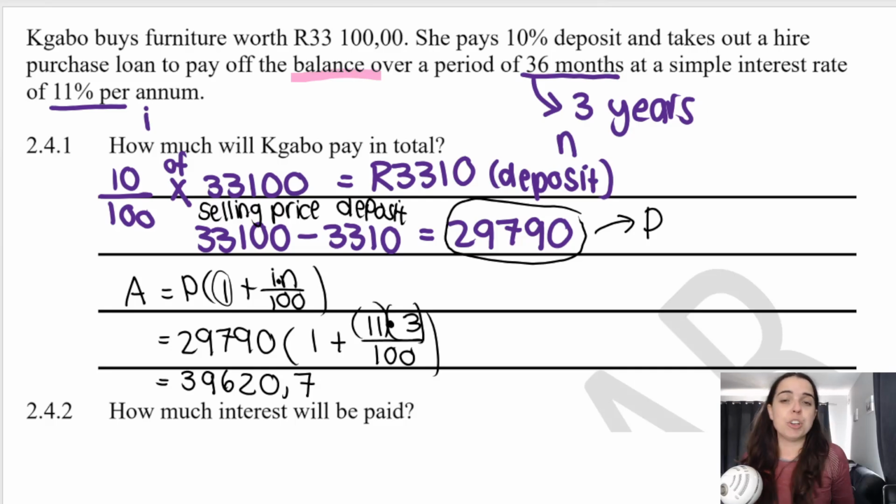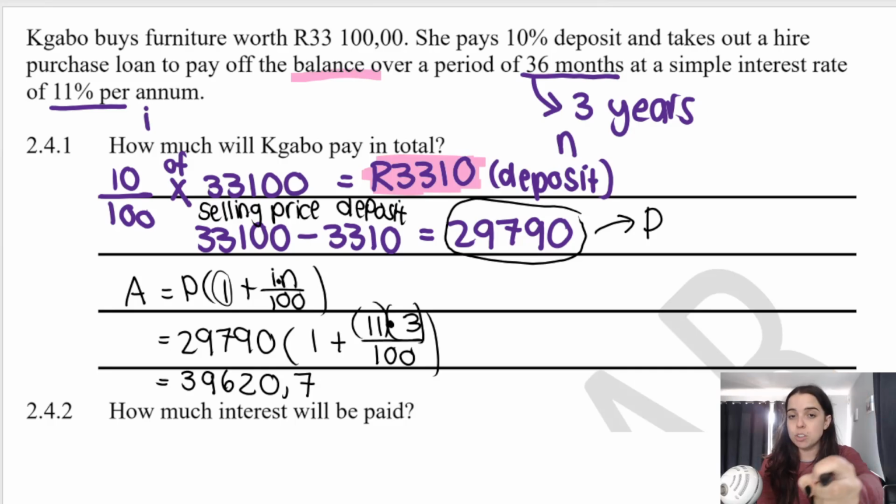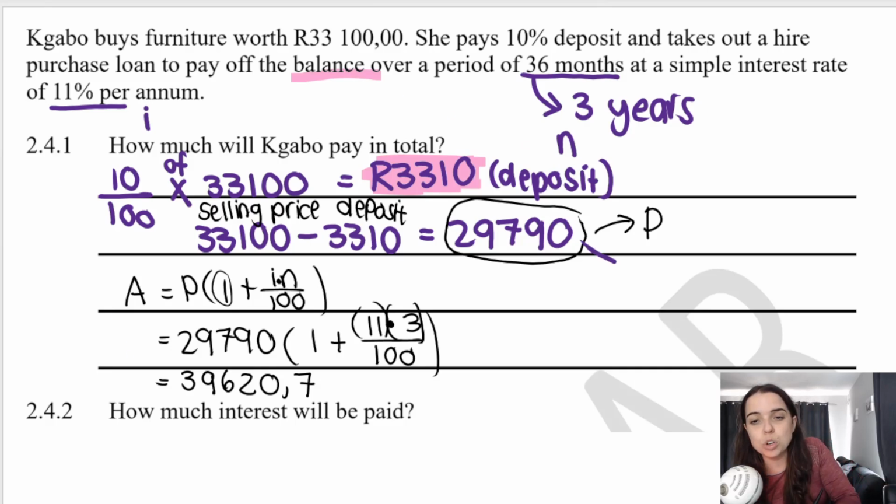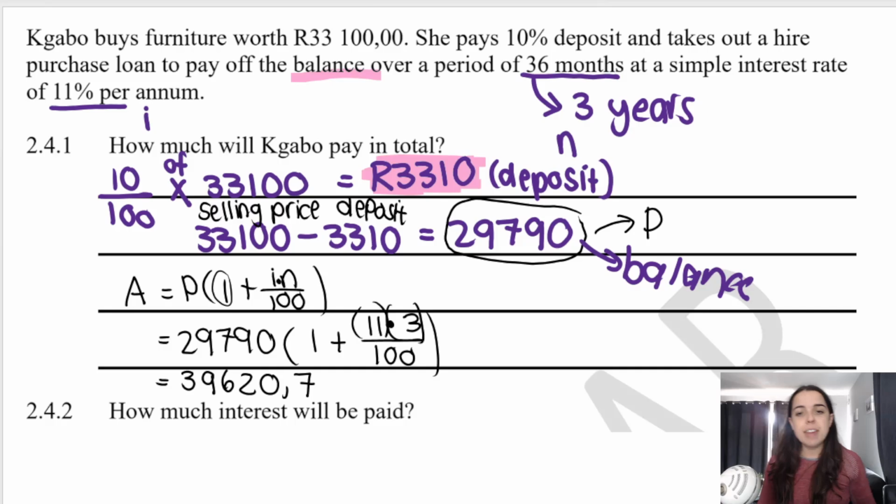Okay, so let's just clarify what's going on here. On the day of purchase, when we walked into the shop and we wanted to buy the furniture, we had to pay a 10% deposit. So that amount was 3,310 rand. That's the money we gave to the shop before we could take our furniture home with us. Then we took the original amount minus what we already paid, and we got what we call the balance. The balance is also called P. That is the starting amount that we now owe for the period of 36 months.